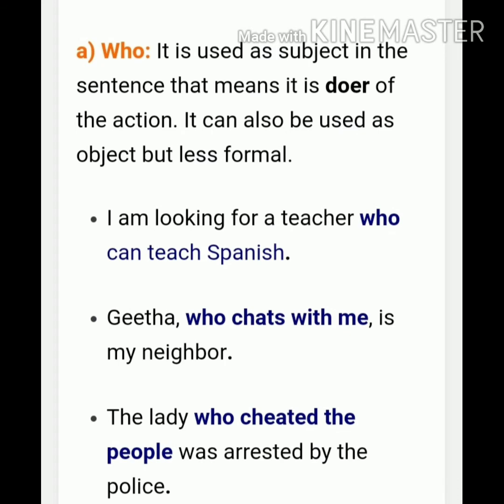First of all, we have who. Who is used for the subject, that is the doer of the action. For example, I am looking for a teacher who can teach Spanish. Here, the pronoun used is who, and it is used for the teacher. The teacher has to teach Spanish. That means teacher is the subject. That's why the pronoun who is used. Next one is, Geeta, who chats with me, is my neighbor. Here again, who is used for Geeta. Geeta is the doer of the action, the subject in the sentence. So, we have used the pronoun who.